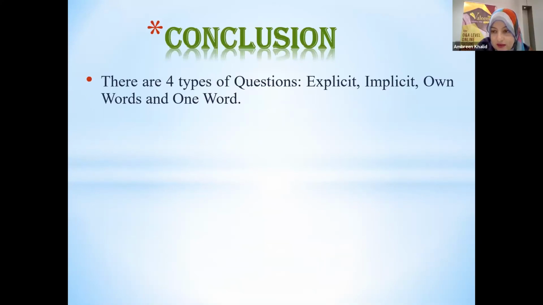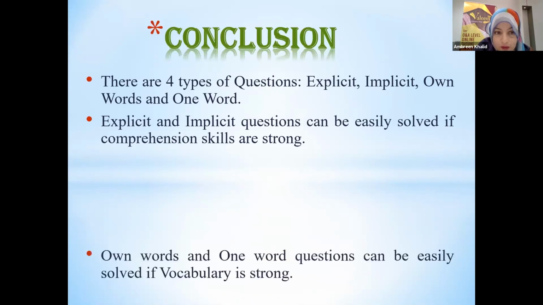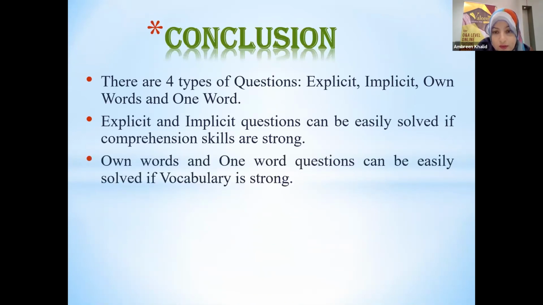So let's conclude today's session. We have learned in the second half of the session that there are 4 types of questions: explicit, implicit, own words, and one word. Explicit and implicit questions can be easily solved if comprehension skills are strong, that is, if you really know where the answer lies. Own words and one word questions can be solved if vocabulary is strong. So this part of the paper has to be solved by 2 things: comprehension skills and vocabulary. These 2 things should be very strong.